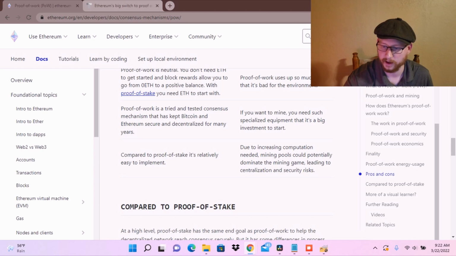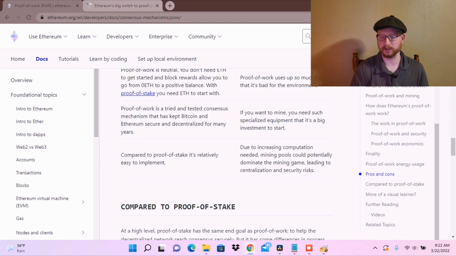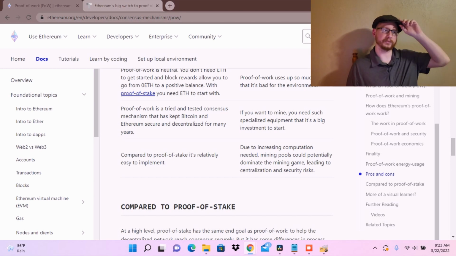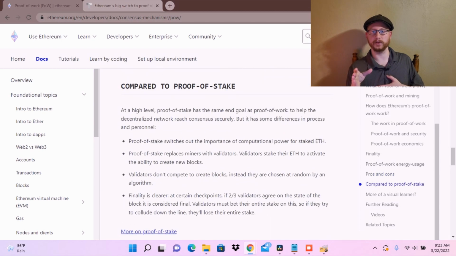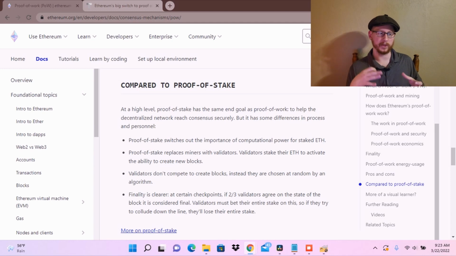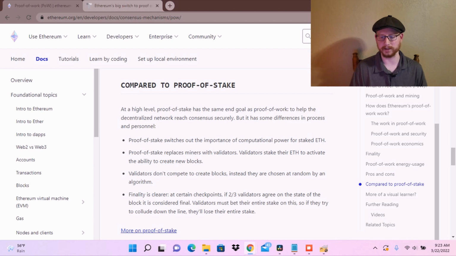Due to the increasing computation needed, mining pools have potentially dominated the mining game, leading to centralization and security risk. What it's talking about is that you would have to have such specialized computers and everything. It was really expensive. So what ended up happening was a bunch of people would team up and use their resources together to be able to do the mining. Because you had groups of people working together, it became a team, and the team basically made it centralized. And it just led to security risks, as it says.